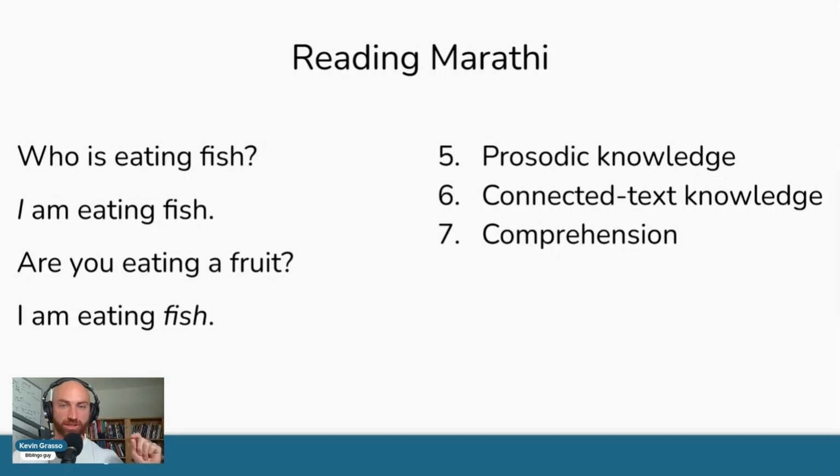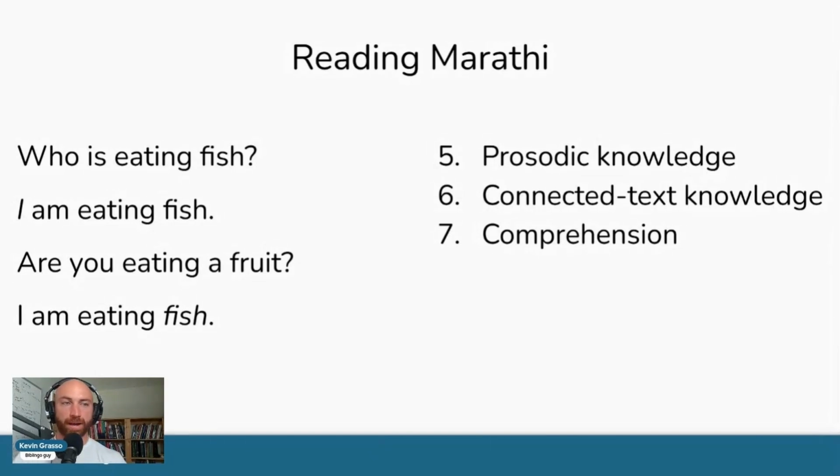So what we have to do is connect this sentence, "I'm eating fish," with the rest of the text. This is where connected text knowledge comes in, to ask, what question, either explicitly or implicitly, is being asked in this text? And then that will inform how we read the sentence. So prosody is a key metric that's used to help us see whether someone is actually understanding the text that they're reading. And finally, there's comprehension.